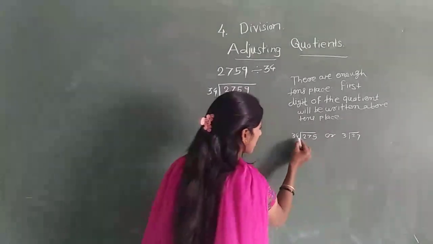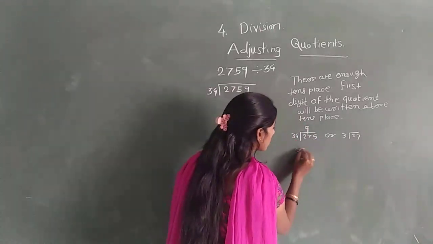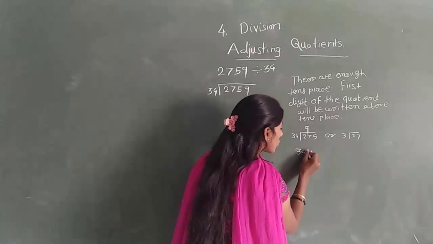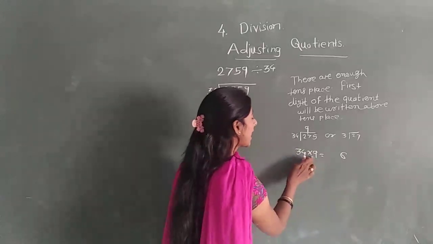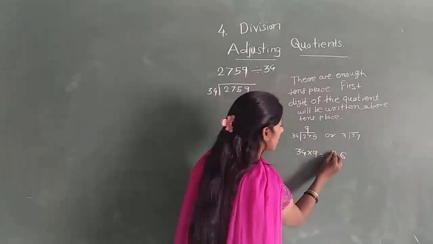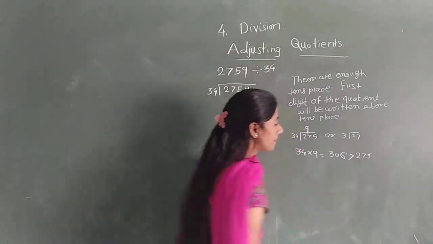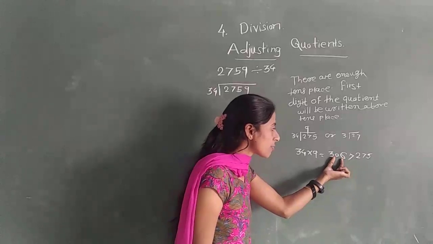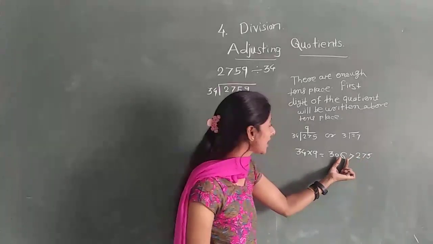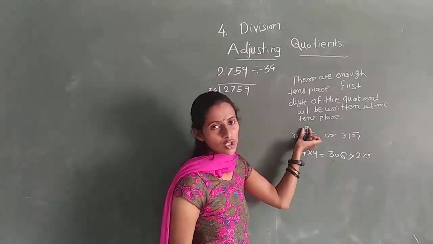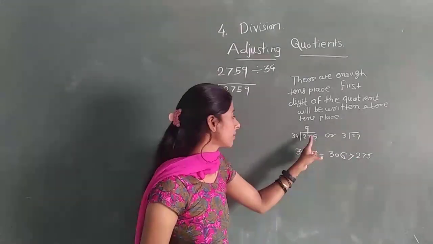First check 9. 34 is the divisor and 9 is the quotient. Multiply: 9 fours are 36, carry over 3, 9 threes are 27 plus 3 is 30. So 306, but this is greater than the dividend. The product must always be less than or equal to the dividend, but here it is greater. So the estimated quotient is too high, and we adjust the quotient by trying a lower number.